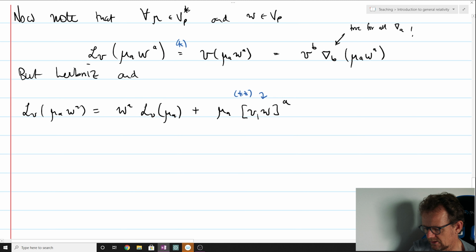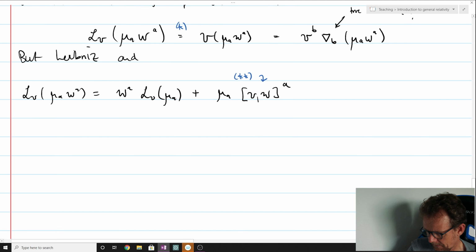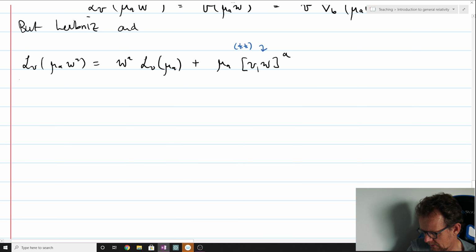So we've combined two lines of derivation into one, and that actually determines the action of the Lie derivative on dual vectors explicitly. Firstly, apply the vector field V to the contraction of mu_A and W^A.